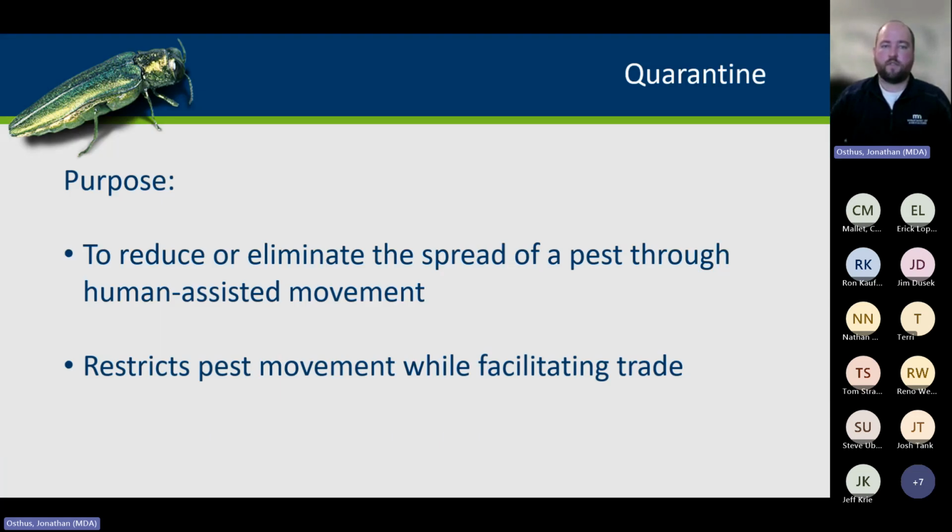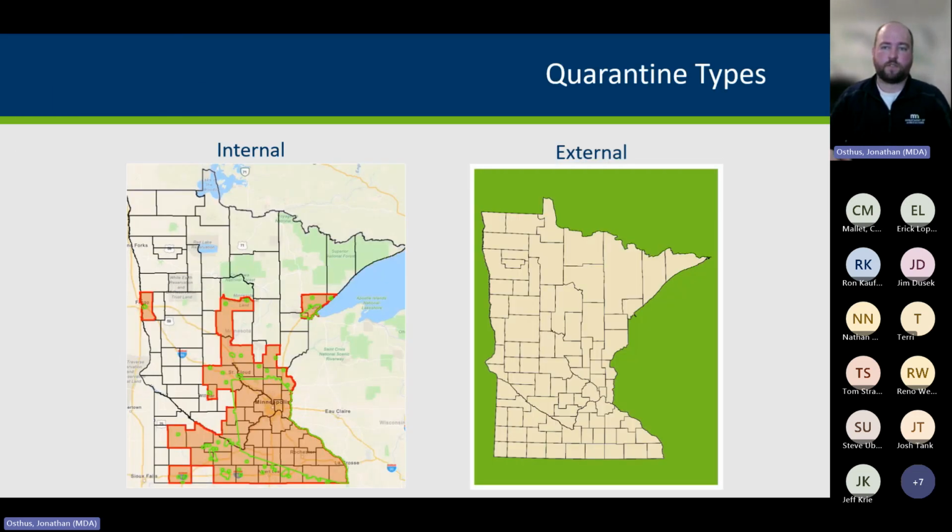So just in general, we have quarantine boundaries to help reduce or eliminate the spread of the pest through human-assisted movement. What it's meant to do is restrict that pest movement while facilitating trade so that business can continue to operate and function normally. And so we have two types of quarantines currently for emerald ash borer in the state. We have an internal quarantine and an external quarantine. So the internal quarantine limits the movement of ash, emerald ash borer, firewood between uninfested counties and infested counties.